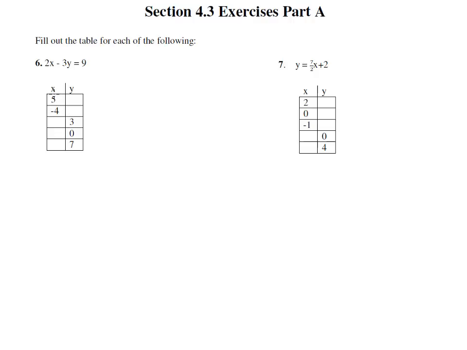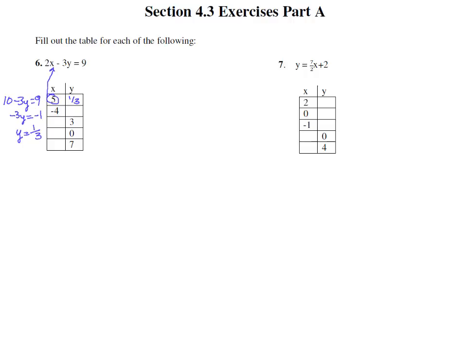So let's start with 5 going in for x, and that will give us 2 times 5 is 10 minus 3y equals 9. So sticking in 5 for x gives us this equation here. We can subtract 10 from both sides and we get negative 3y equals 9 minus 10 is a negative 1. And divide both sides by a negative 3 and we get y equals a positive 1/3.